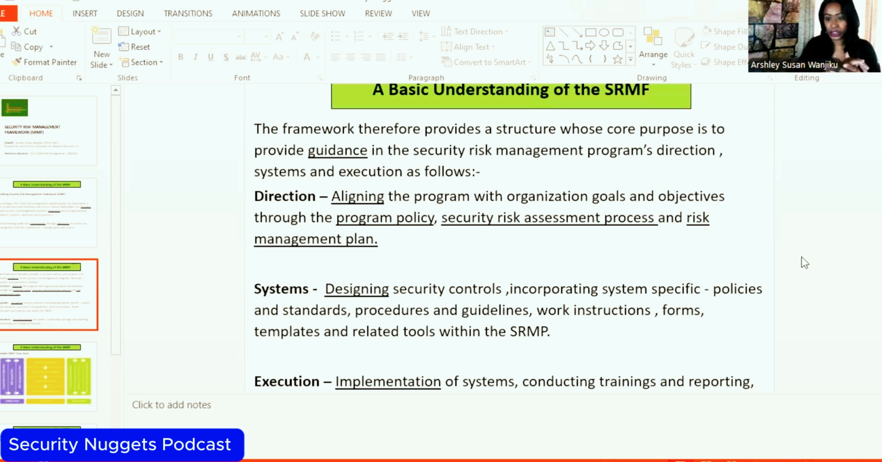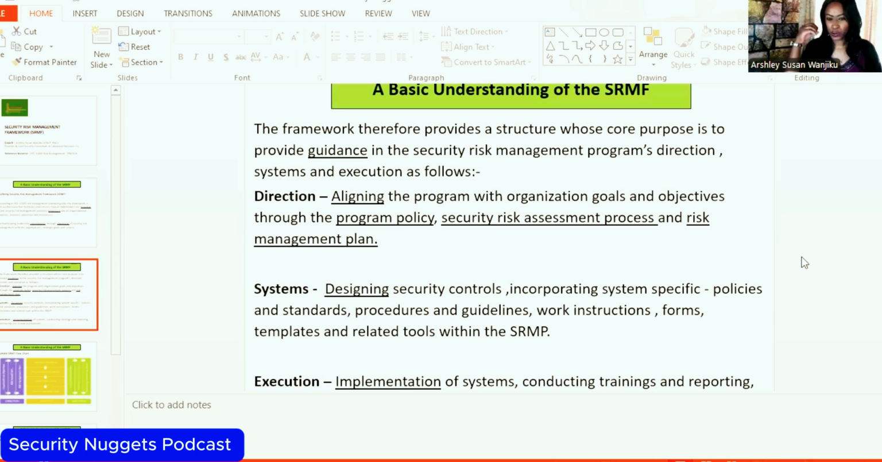Now, in direction, when we talk of the program policy, as a security risk management program, it needs to be directed by its main policy. It needs to have a main program policy. In this policy, the goal and purpose of the program is articulated and well-defined, as well as its objective. What is the organization hoping to achieve out of the program that is articulated in the main policy?